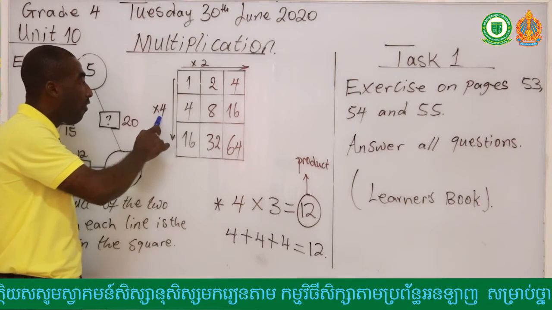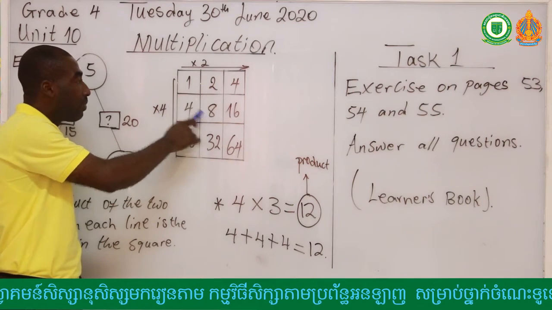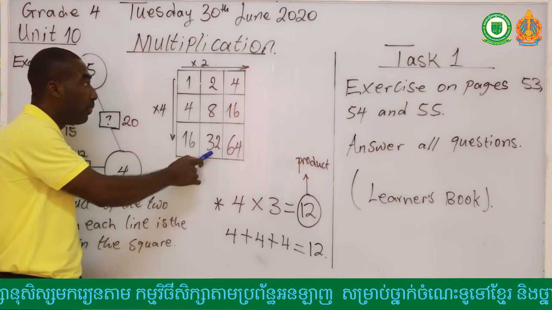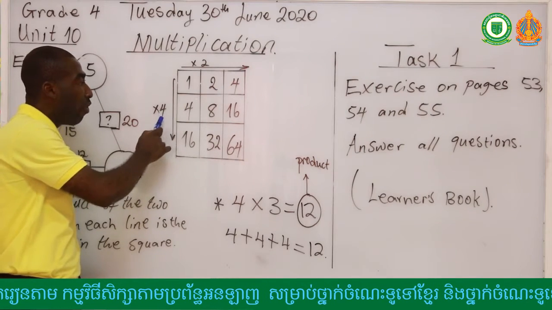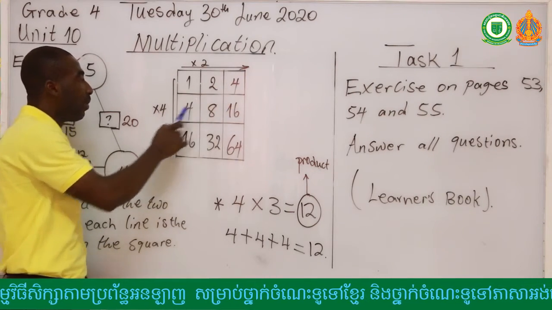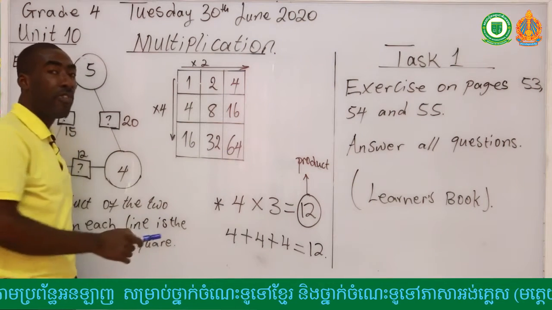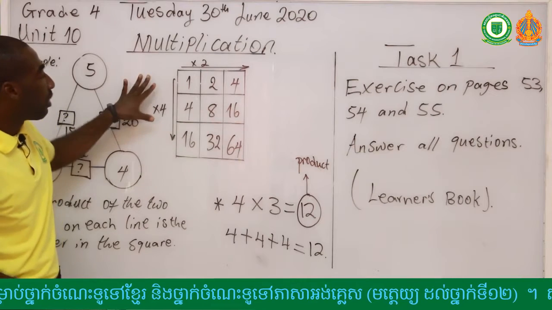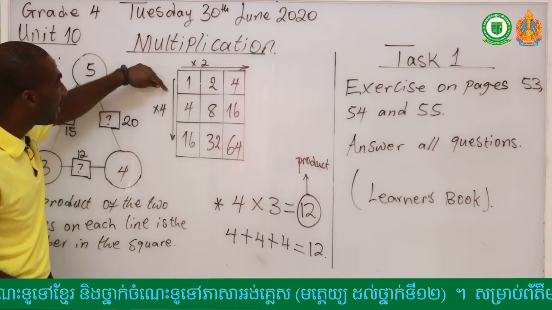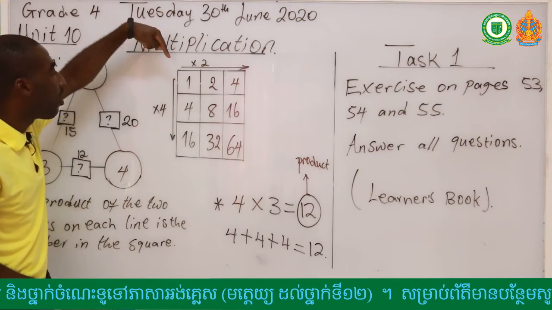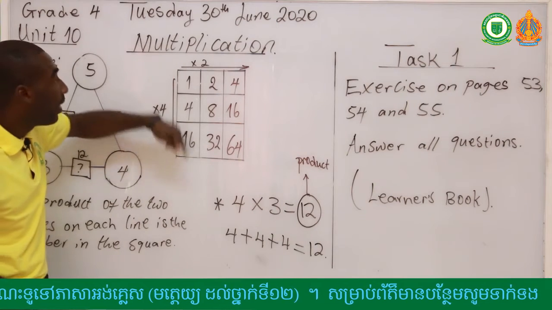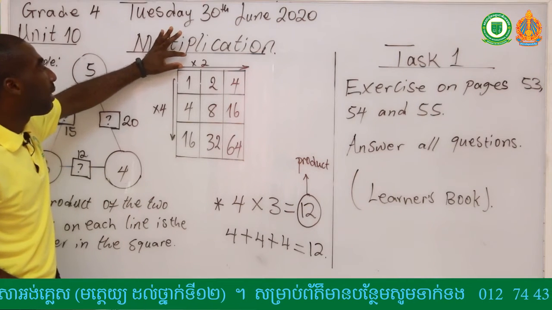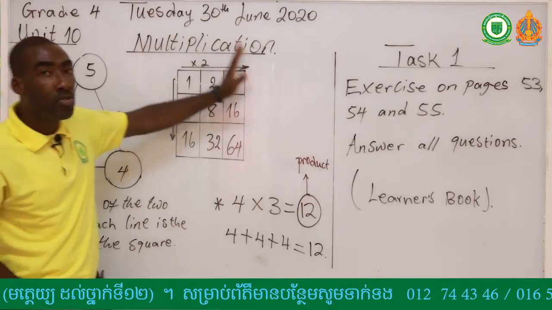2 multiplied by 4, you have 8. 8 multiplied by 4, you have 32. 4 multiplied by 4, you have 16. 16 multiplied by 4, you have 64. So numbers going from top to down, you multiply by 4 because this is the arrow. The arrow says all numbers going down. And this one, the arrow says that all numbers going from left to right.